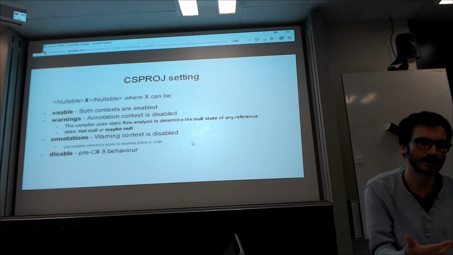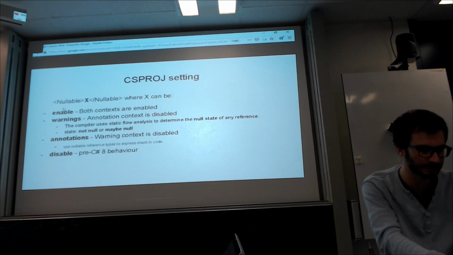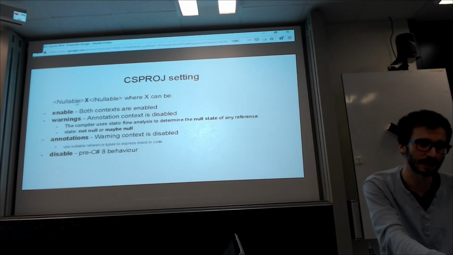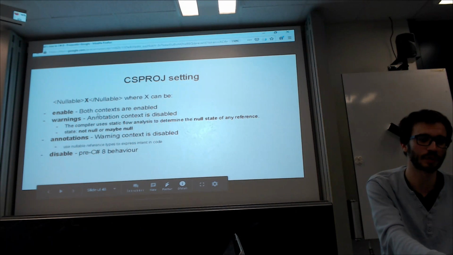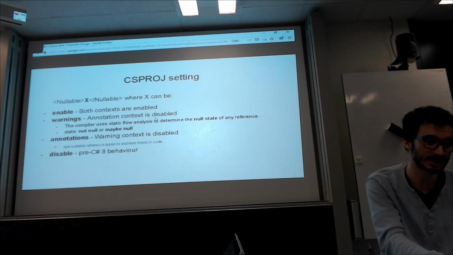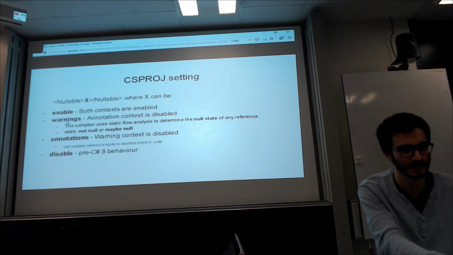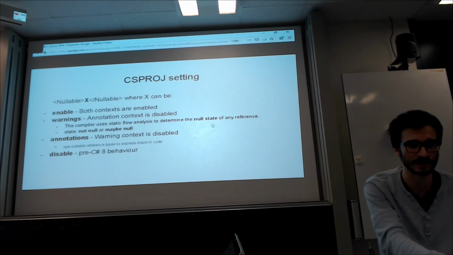So in the csproj setting, in the property group, to enable the feature you have to add Nullable and one of these four options. Nullable enabled means both annotation and warning contexts are enabled. Warnings means the annotation context is disabled, so you just use compiler warnings, and the compiler will use static flow analysis to determine the null state of any reference, and the state can be null or maybe null.